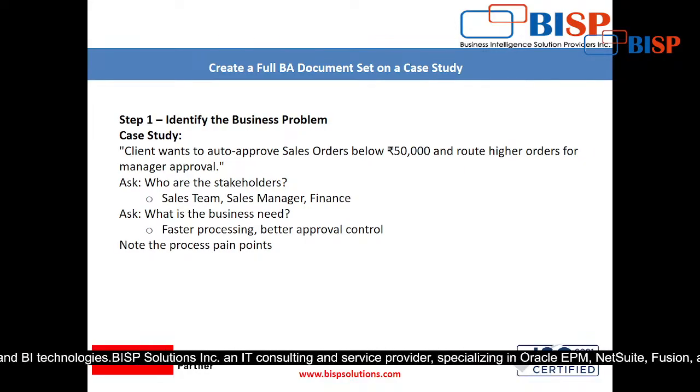What is the case study? The client wants to auto approve sales orders below 50,000 and route higher orders for manager approval.